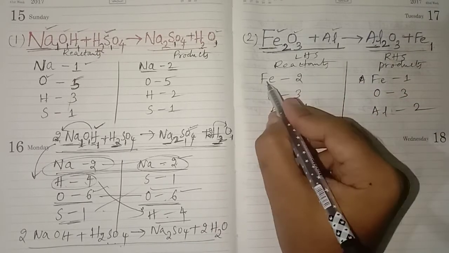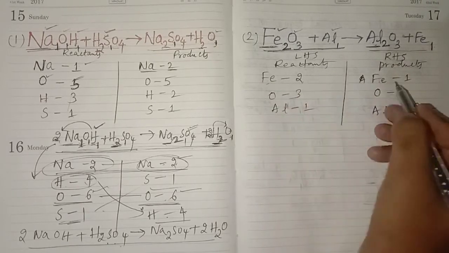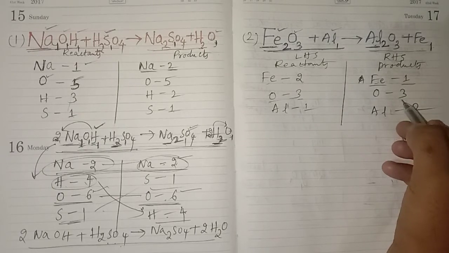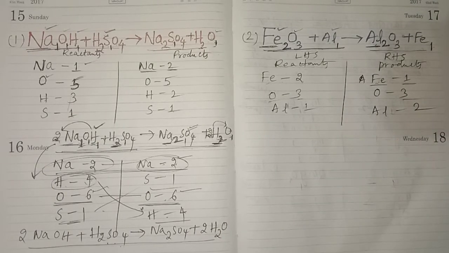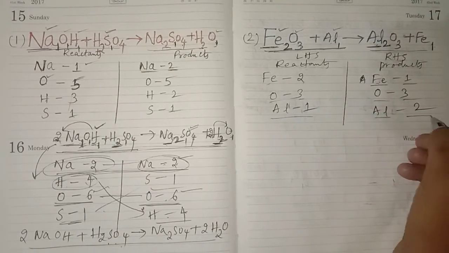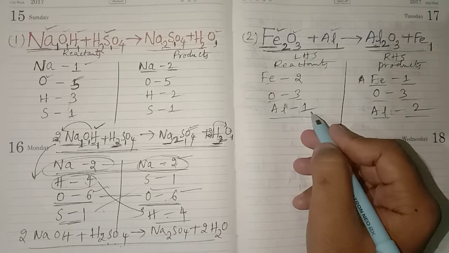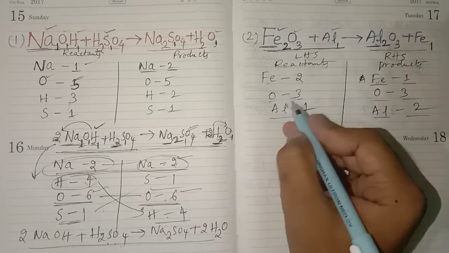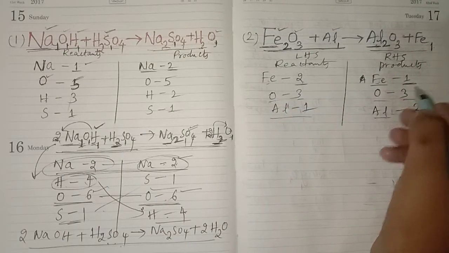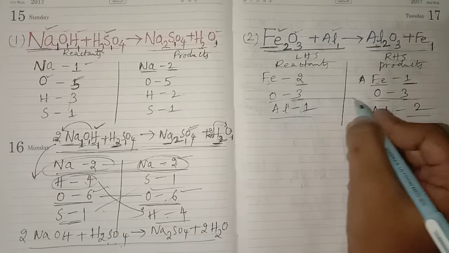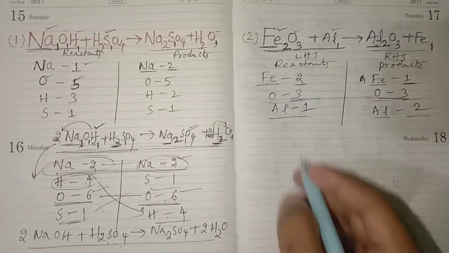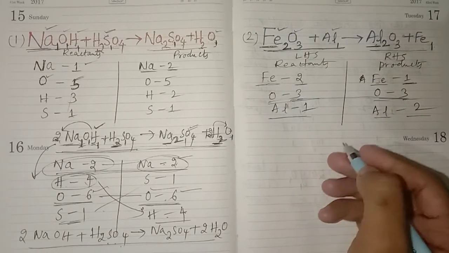So observe here, Fe, iron: 2 atoms on one side, Fe 1 atom on the other. Oxygen 3, oxygen 3. Aluminium 1 and aluminium 2 atoms. So if you observe here, in the case of iron, 2 atoms at reactant side, 1 atom at product side. Oxygen is balanced in both the reactant side and product side, but aluminium and Fe, iron, are in an unbalanced condition. So we have to balance.